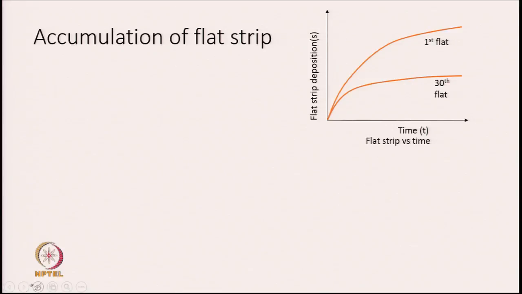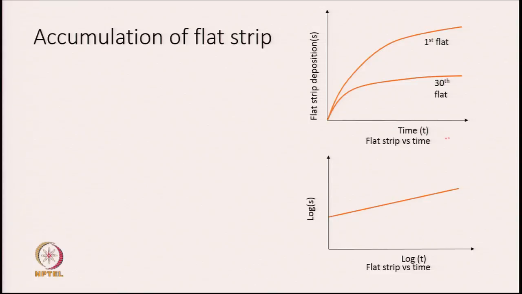Accumulation of flat strip has been studied. The way the flat strip accumulates in a given flat is shown in this diagram. On the x axis we have time, and on the y axis there is flat strip deposition, in grams. For the first flat location, the flat strip deposition increases with time and gradually levels off. It is also shown for the 30th flat location.